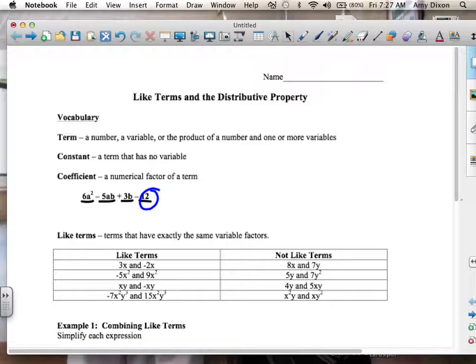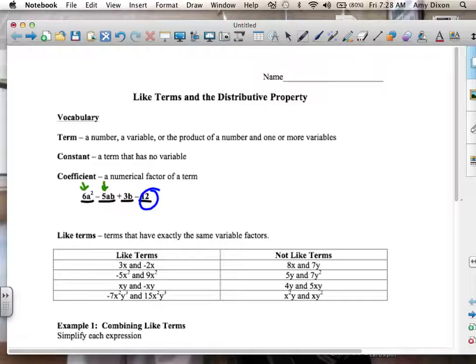And then in green here we have our coefficients. Those are numerical factors of a term. So with each term, there's a number that is associated with that term. For this one, it's 6. For the others, it's 5 and 3 and 12. Those are our coefficients to each of those terms. Okay, so those are our coefficients.